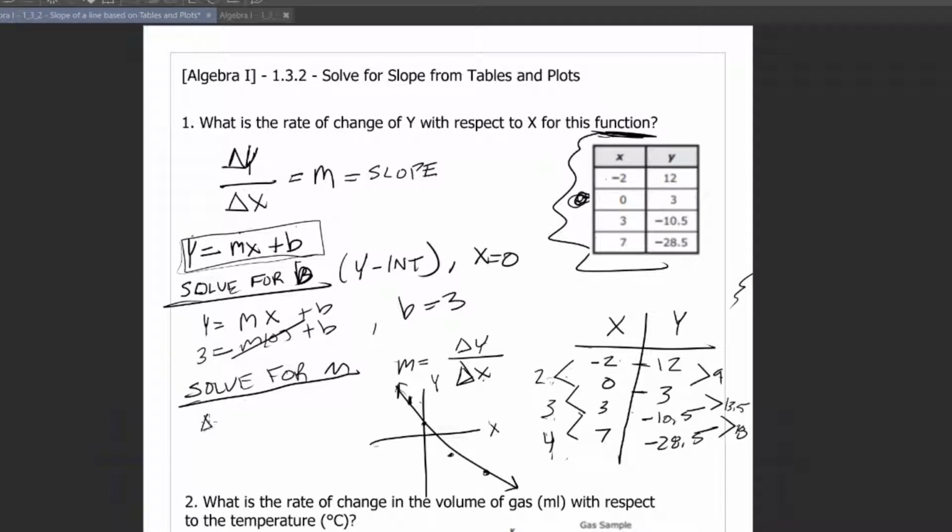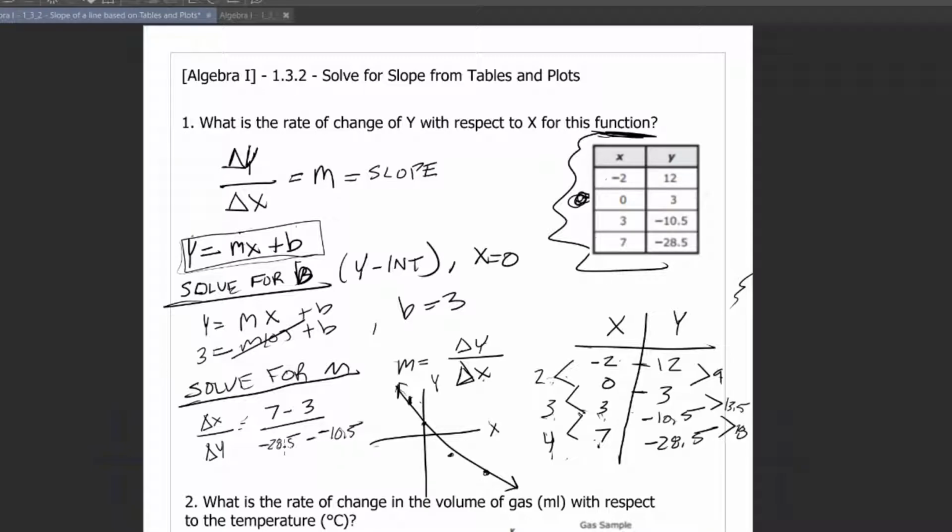So delta y over delta x is going to be... let's do these 2 points. I think that's a bit more challenging. So we have 7 minus 3 over -28.5 minus -10.5, right? Which that negative turns into a positive.